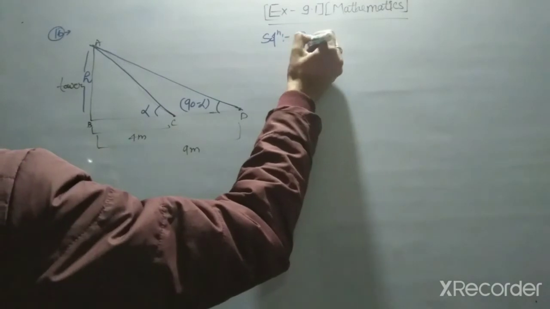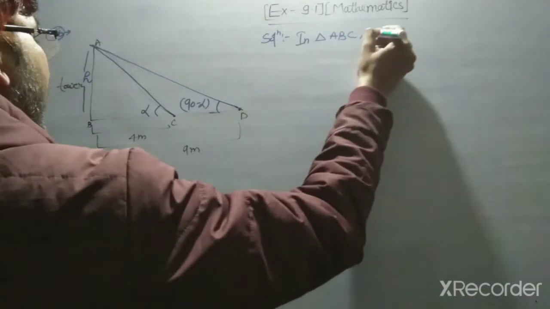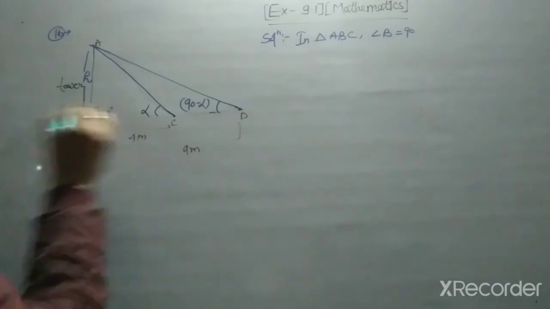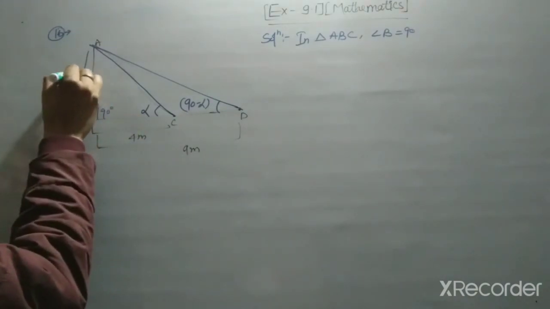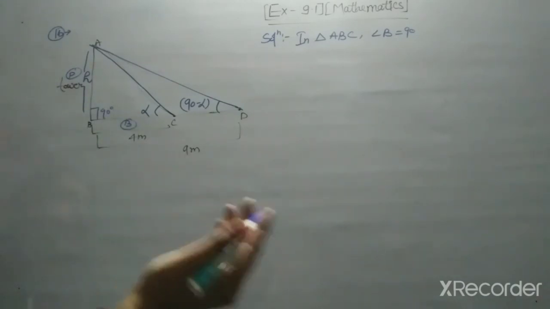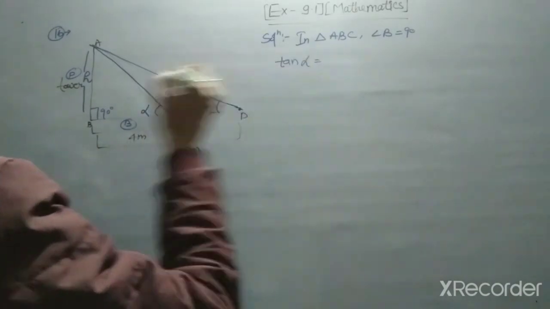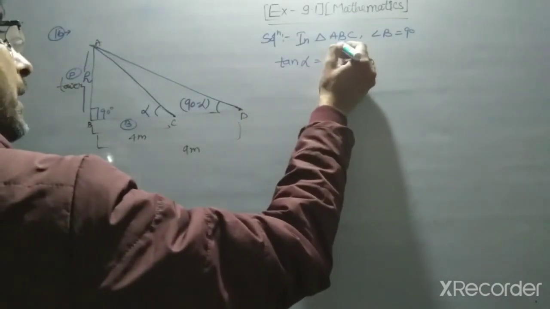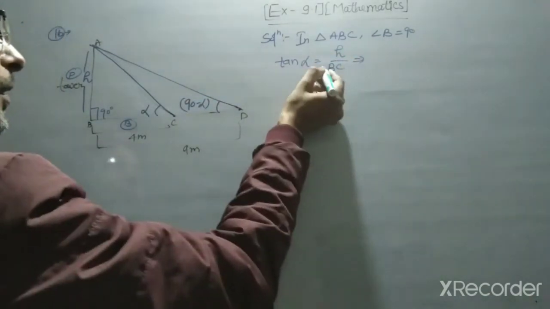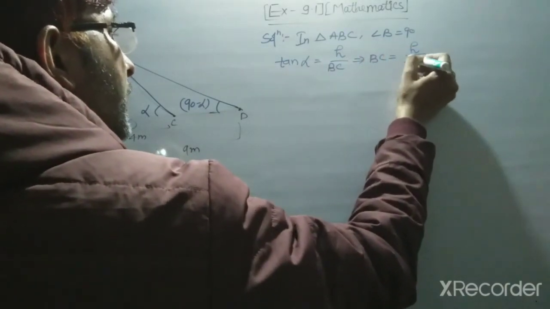So in triangle ABC, angle B is equal to 90. This is the perpendicular, as you know, and this is the base. And what is the relation between these? It is tan theta. So tan alpha is equal to this value, that means h, over this value BC. So BC is equal to h upon tan alpha.